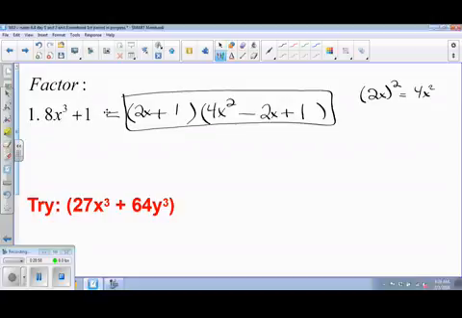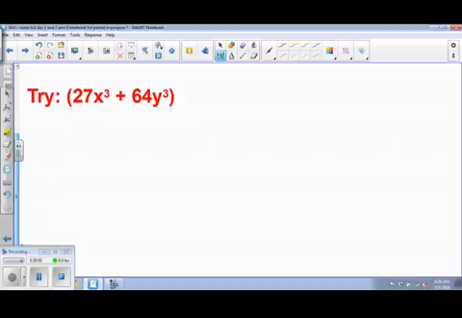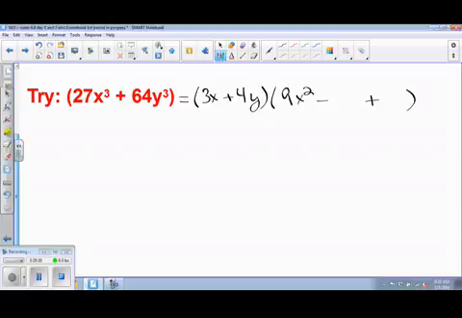Okay. So try this one. Let's check everybody. So it's the sum of 2 perfect cubes. So we go to our pattern. Binomial times trinomial. The same is plus. The opposite is minus. Always positive. Cube root and cube root. 3x and 4y. Square multiply square. Square the first term. 9x squared. Multiply the 2 together. 12xy. Square the last term. 16y squared.